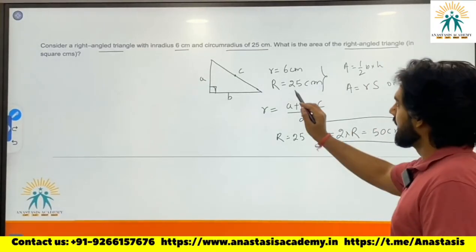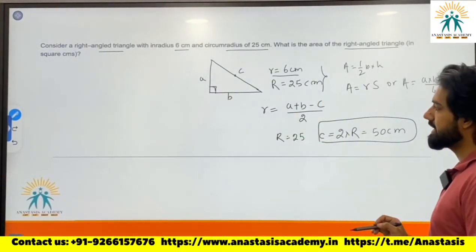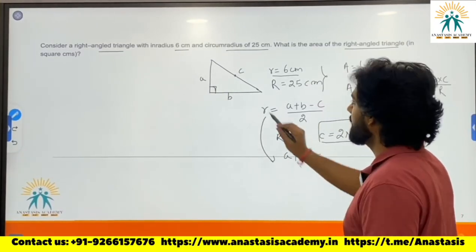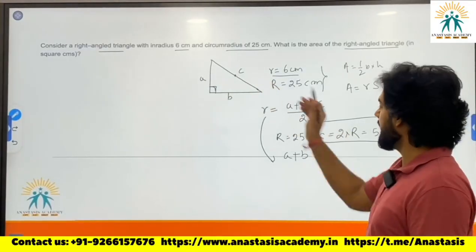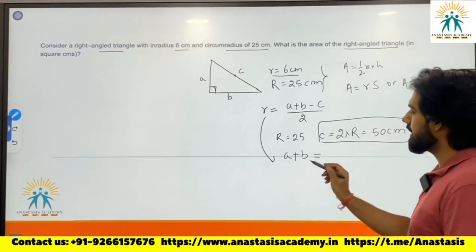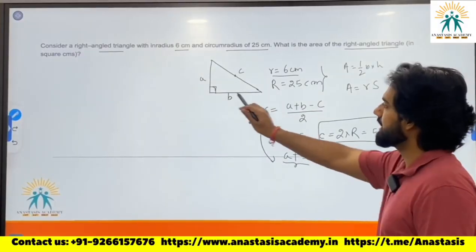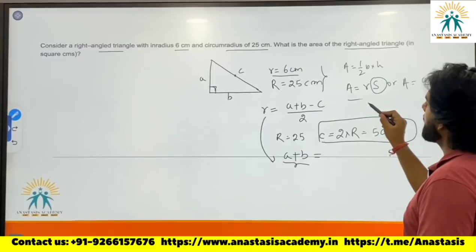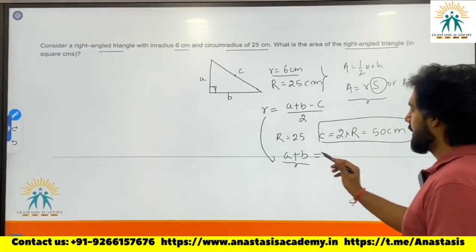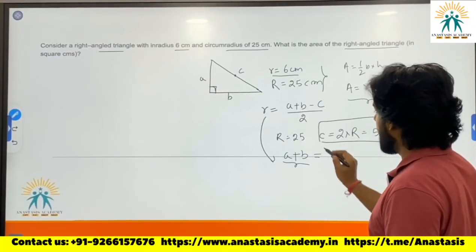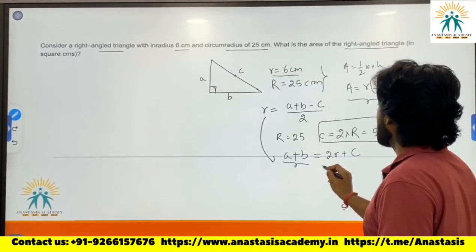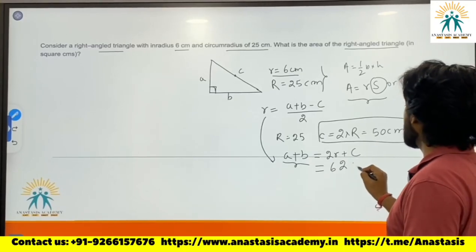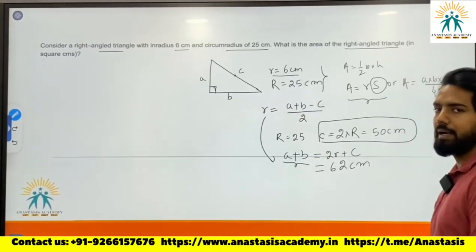Now the inradius is 6 centimeter. From here I can get the sum of these two sides. C is already known, 50 centimeter, and by knowing the sum of these two sides, I can find the semi perimeter of this triangle and use this formula to arrive at the answer. So A plus B from this relation becomes how much? 2 times r plus C, and the inradius is 6 into 2 is 12, plus 50 is 62 centimeter, which is the sum of these two perpendicular sides.